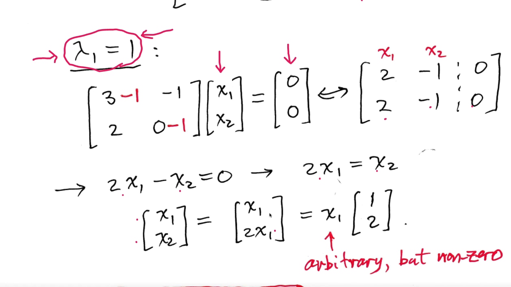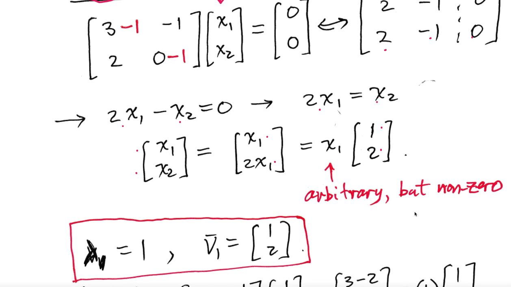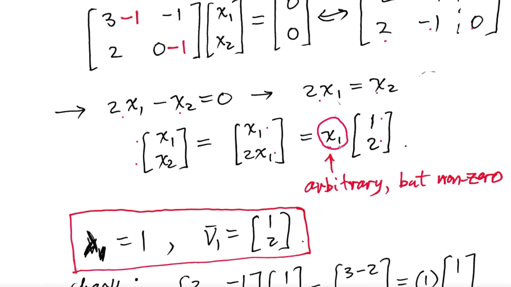So this is x1, 2x1. I could bring out the x1 as a factor. It's x1 times 1, 2. Now, what am I going to use for my eigenvector? I'm going to use 1, 2. But remember my previous statement: any non-zero multiple of 1, 2 would also work. Any non-zero multiple of an eigenvector is still an eigenvector associated with that eigenvalue.